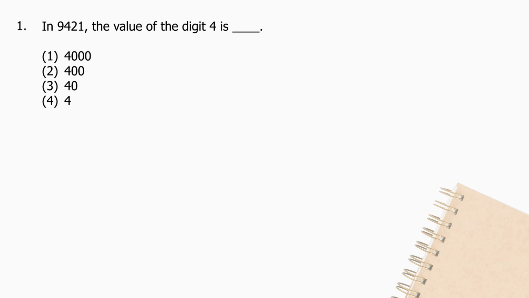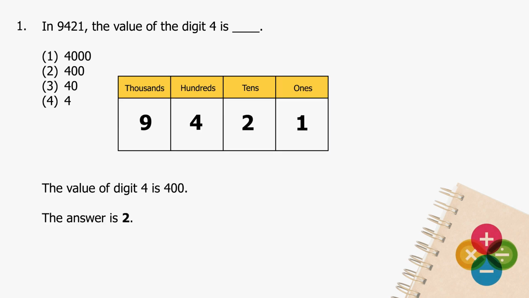Question 1. In 9421, the value of the digit 4 is missing number. The value of digit 4 is 400. The answer is 2.